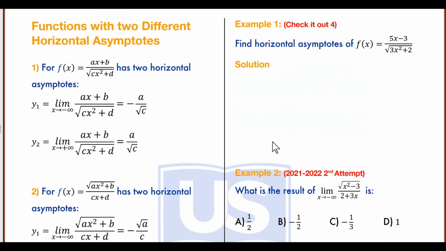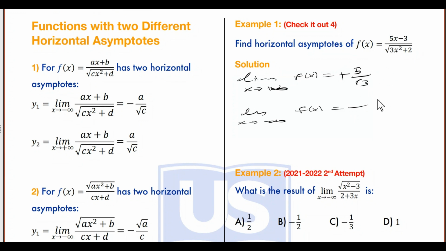Let's take a look at some examples and see how to identify asymptotes. Find horizontal asymptotes. So we will have two asymptotes, one for positive infinity, one for negative infinity. For positive infinity, we'll have positive in front. For negative infinity, we have negative in front. Just write the ratio of the coefficients, which are 5 at the top, square root of 3 at the bottom. That's it. That's pretty simple.